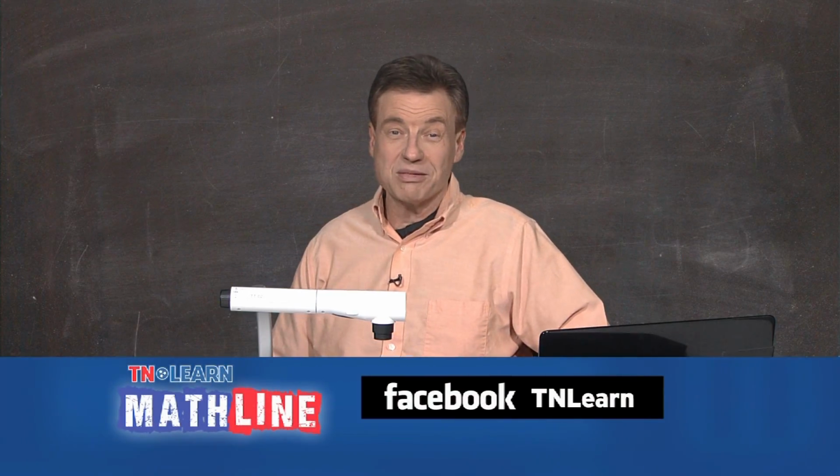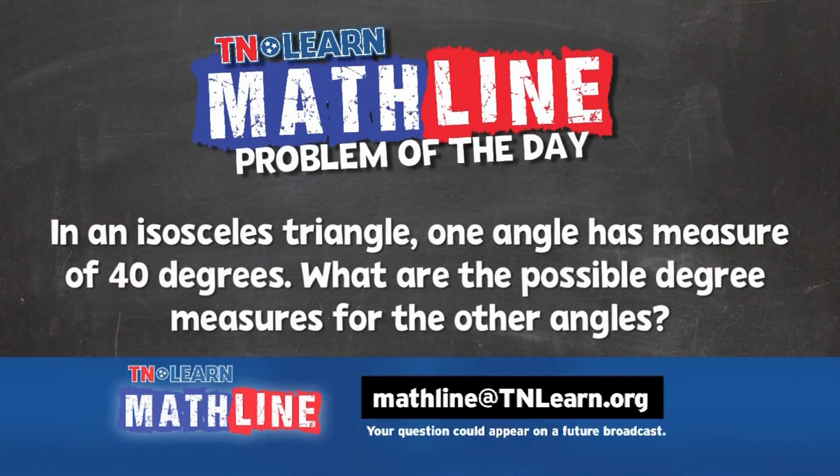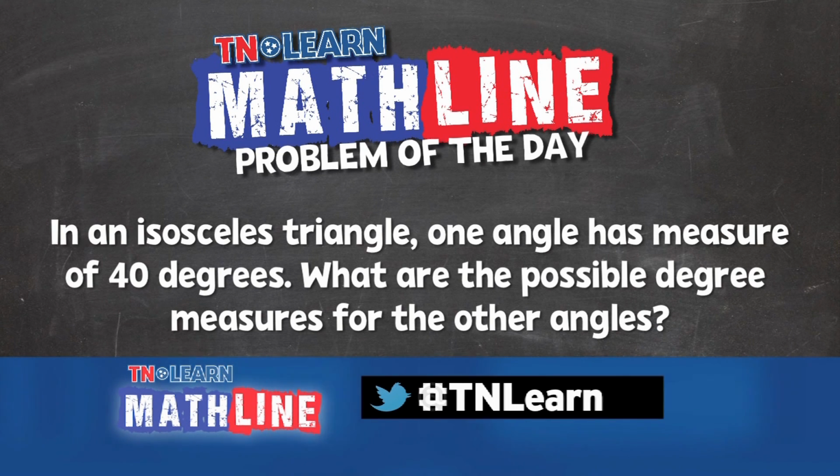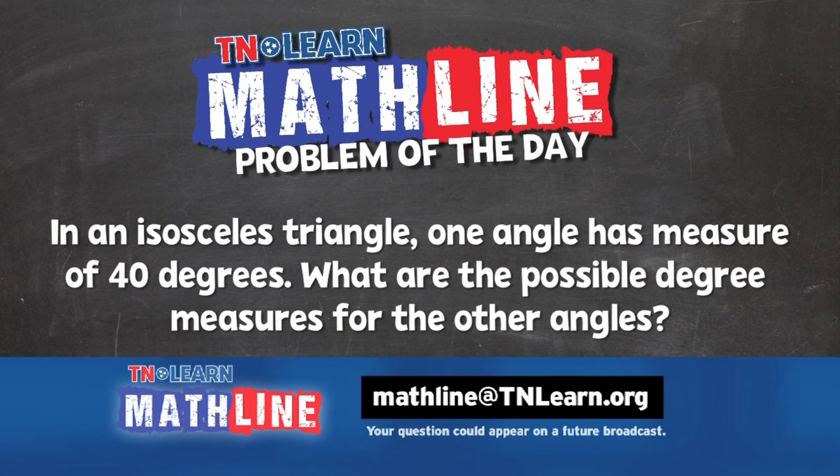Let's check out the problem of the day. Today's problem of the day: In an isosceles triangle, one angle has measure of 40 degrees. What are the possible degree measures for the other angles?